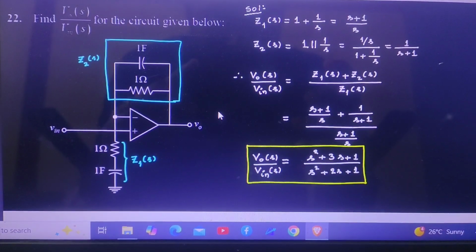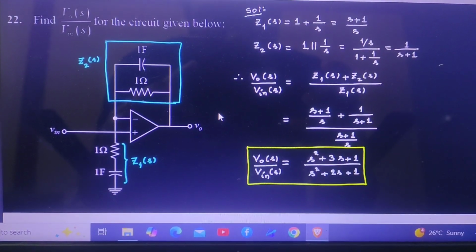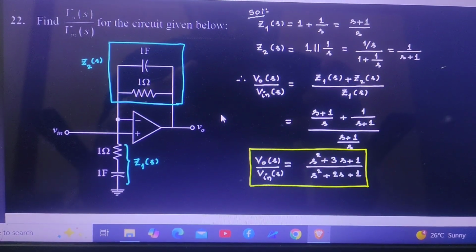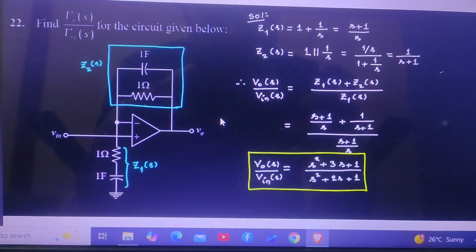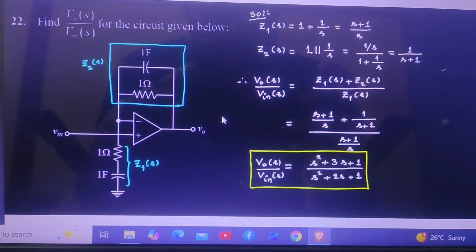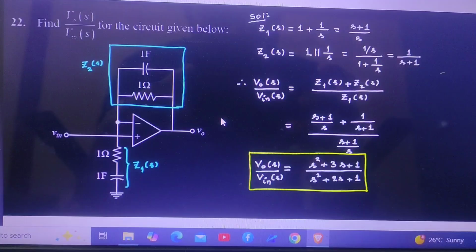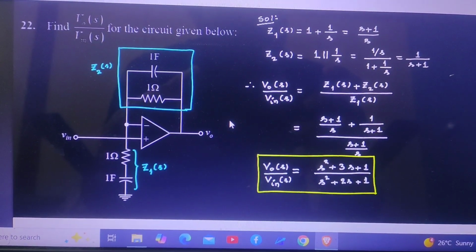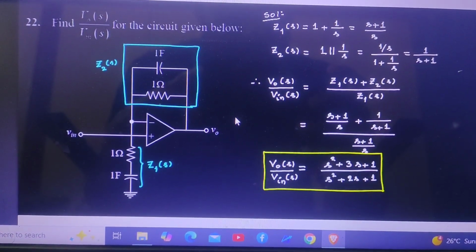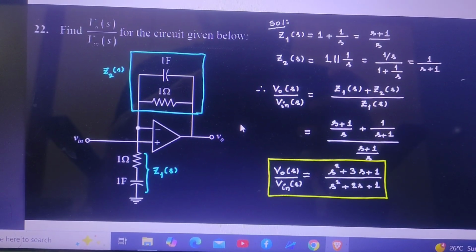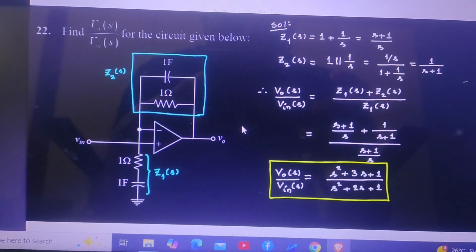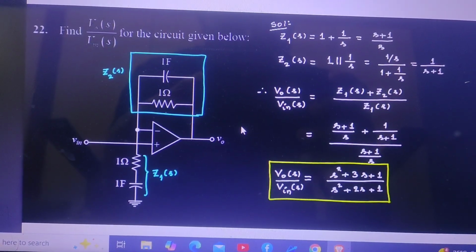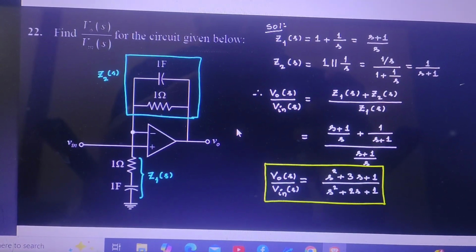In this problem, we are asked to find the output voltage by input voltage. By seeing the op amp, the input is given to the positive terminal, so it is a non-inverting amplifier. The negative terminal is connected to Z1 and Z2, where Z1 is a resistance connected in series with a capacitor, and Z2 is a resistance connected in parallel with a capacitor, where Z2 is the feedback element. So it is a non-inverting amplifier op amp.